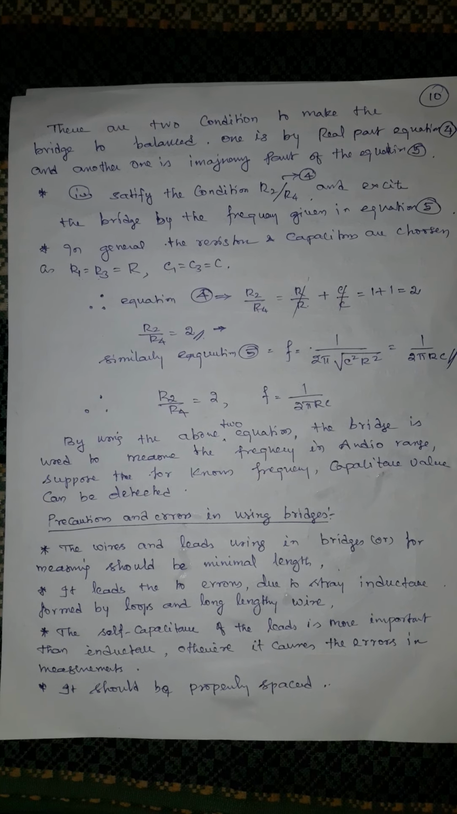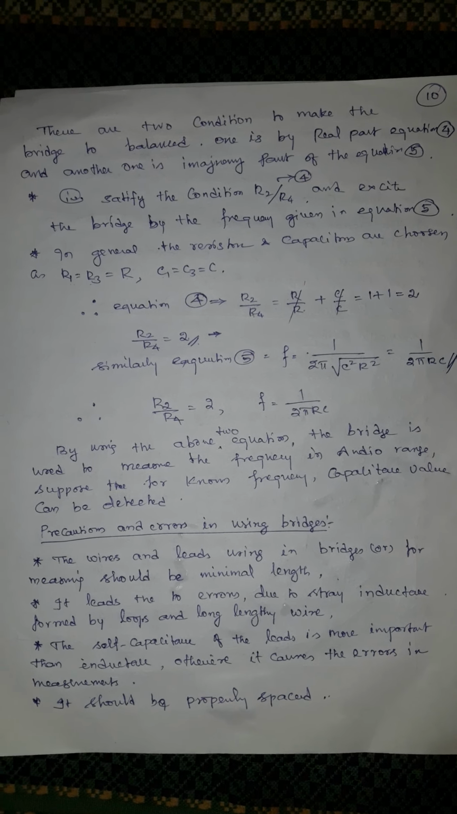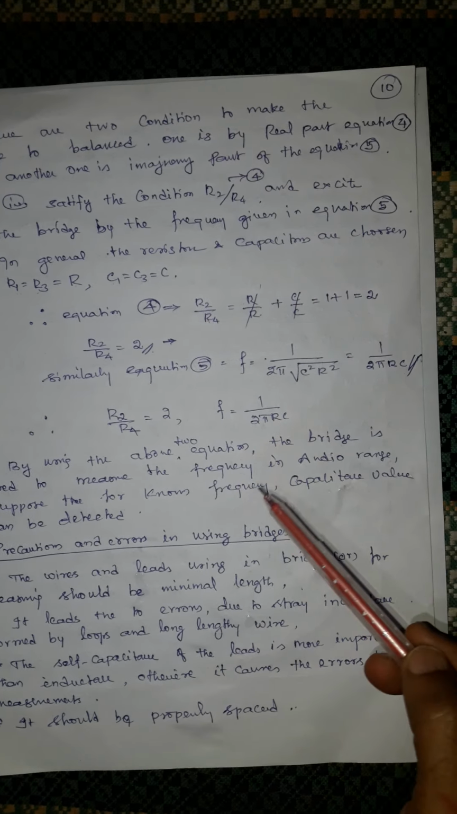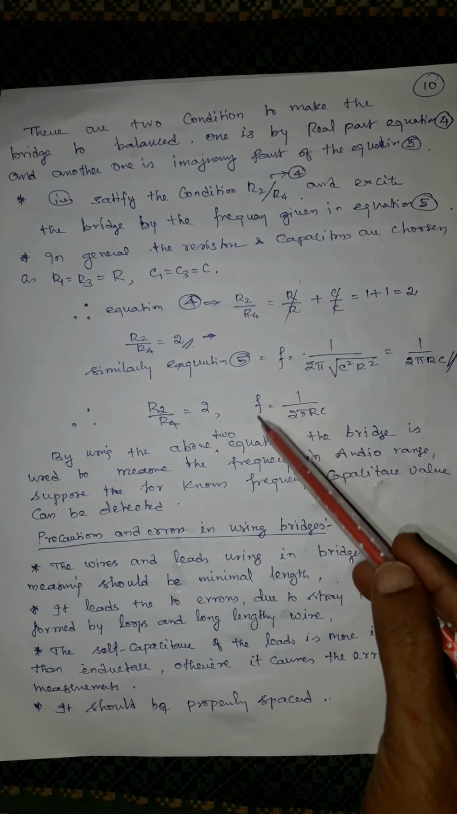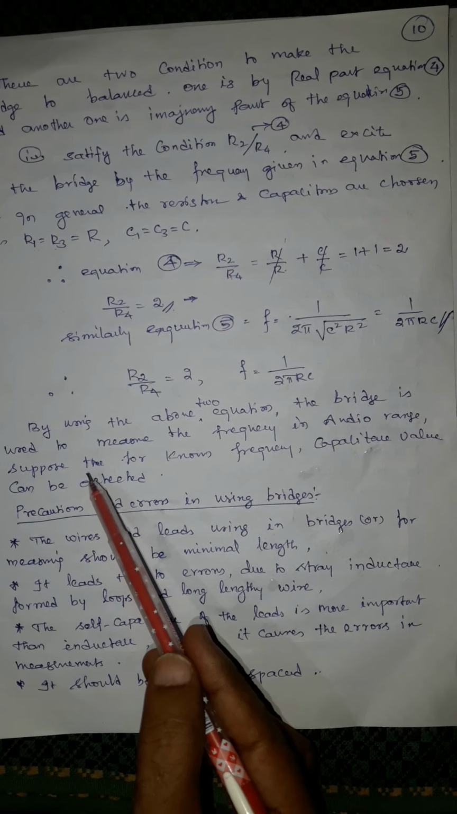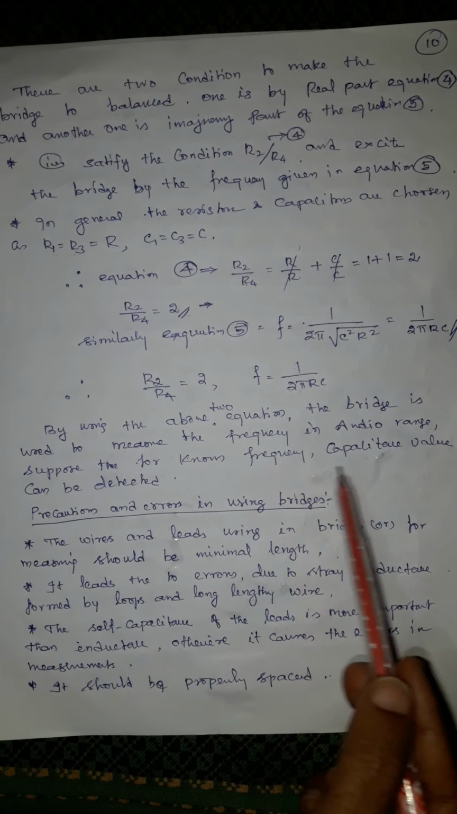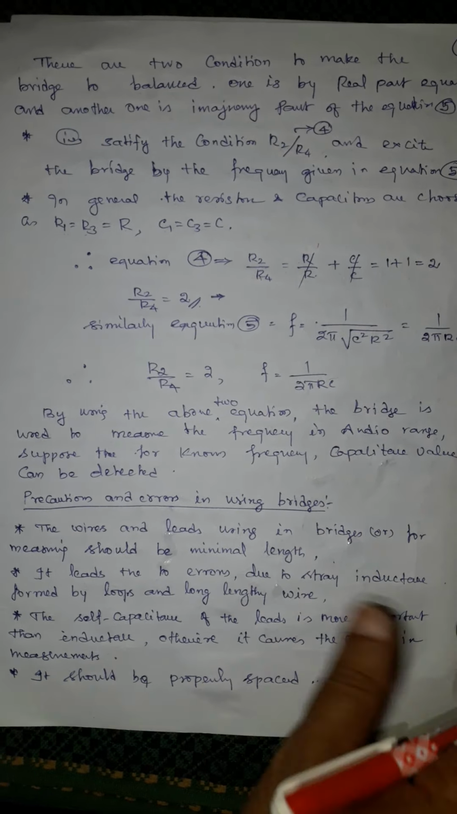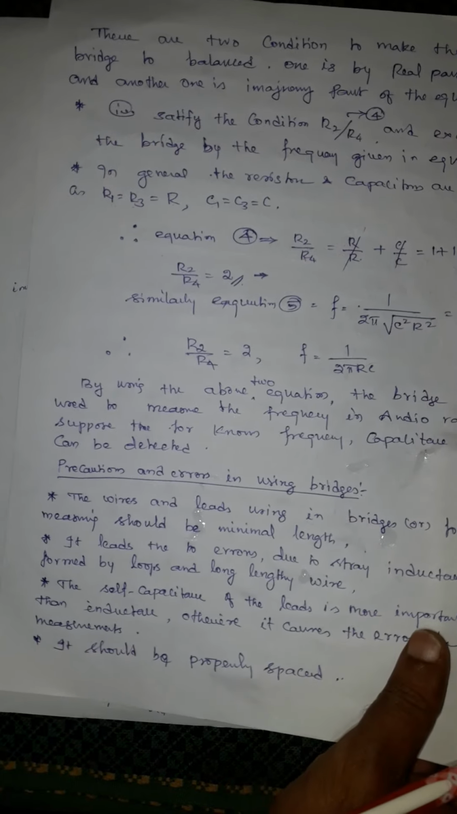By using the above two equations, the bridge is used to measure frequency in the audio range. F equal to 1 divided by 2 pi RC. Suppose for a known frequency, we can find the capacitance value also. Either one of the capacitances we can measure.